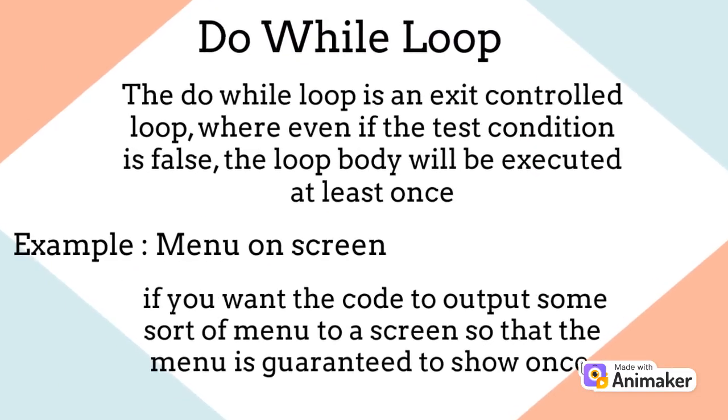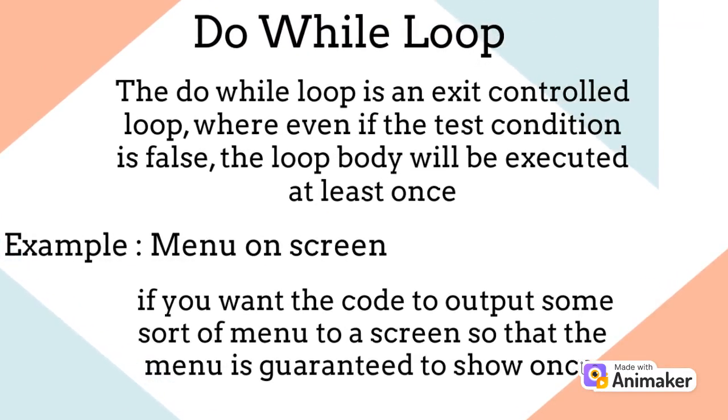Next is the do while loop. The do while loop is an exit-controlled loop, where even if the test condition is false, the loop body will be executed at least once. And its example is a menu on the screen. If you want the code to output some sort of menu to a screen so that the menu is guaranteed to show once.